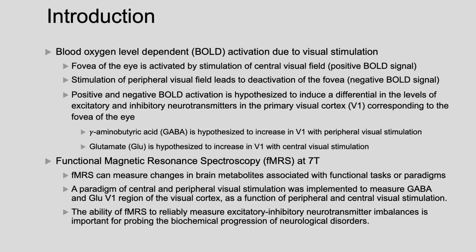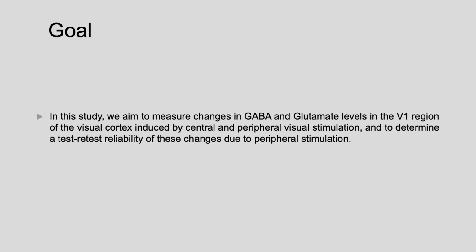We apply this at 7T because glutamate is more easily detectable at this high field strength. The difference in GABA and glutamate can be induced by different paradigms or functional tasks. The goal here is to measure differences in the levels of GABA and glutamate in the V1 region of the visual cortex due to central and peripheral visual stimulation, and to determine a test and retest reliability of these changes due to the peripheral stimulation.